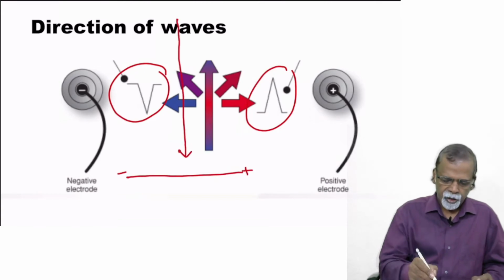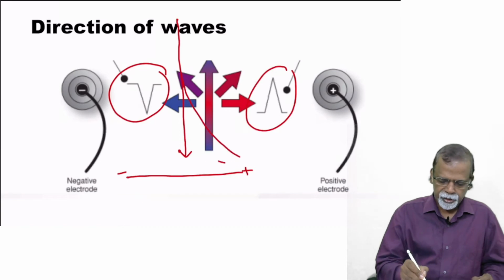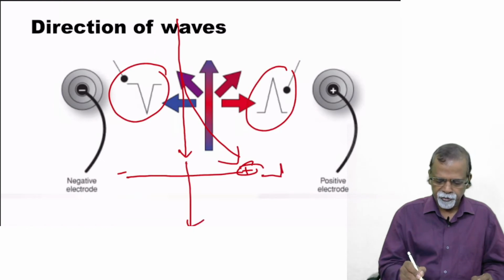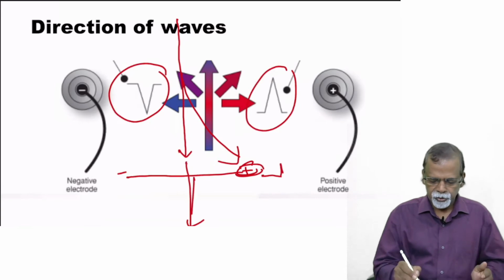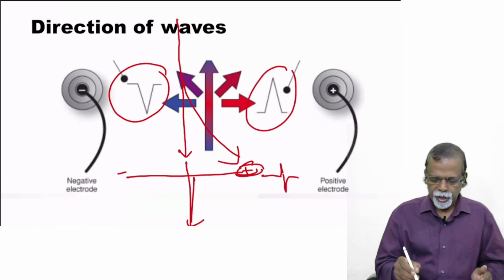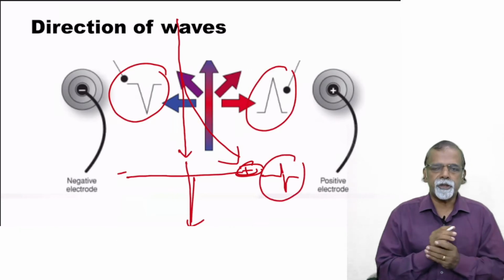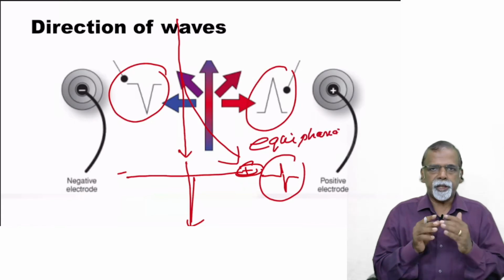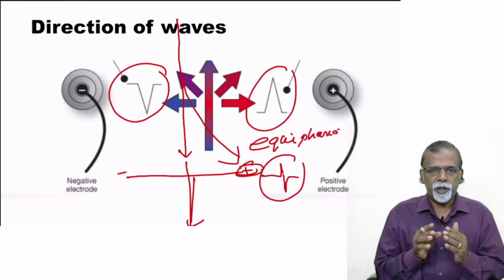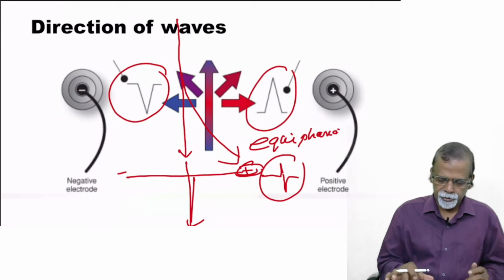What will happen? Up to this portion, the current is coming to the positive pole, so you get a positive deflection. After the midline, when you are looking from here, the current is going away from you, so you get a negative deflection, and both are equal. Such a deflection is called the equiphasic deflection. Again, the usefulness we will learn when we talk about the vectors of the heart.